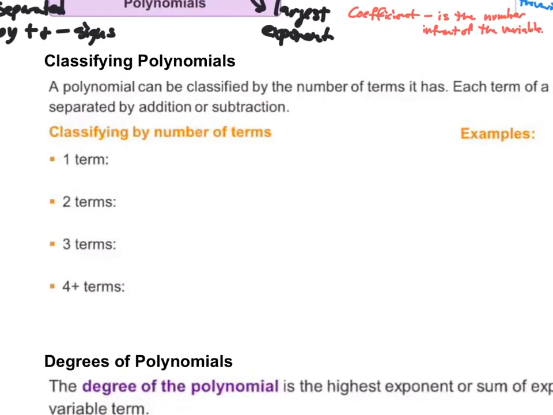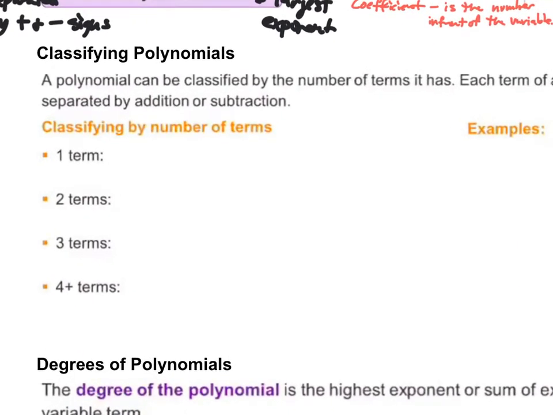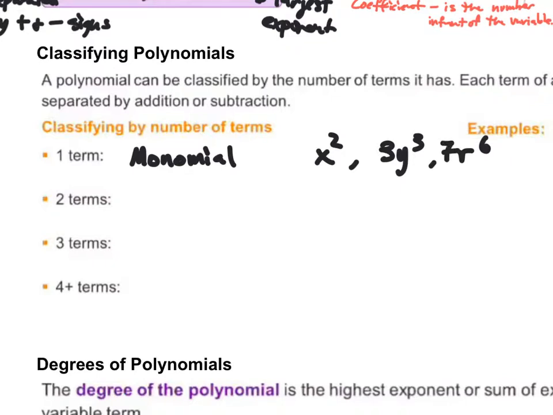Okay, so let's talk about classifying a polynomial. We can classify them by the number of terms. And so if I have a one-term polynomial, we call that a monomial. An example of that would be something like x squared or 3y cubed or, say, r to the 6th power, okay? Anything like that. And let's just put a 7 there just to be fun, okay? If I have two terms, I call that a binomial, okay? Mono means one, bi means two, okay? And so an example of that would be... and let me do this in red, binomial.